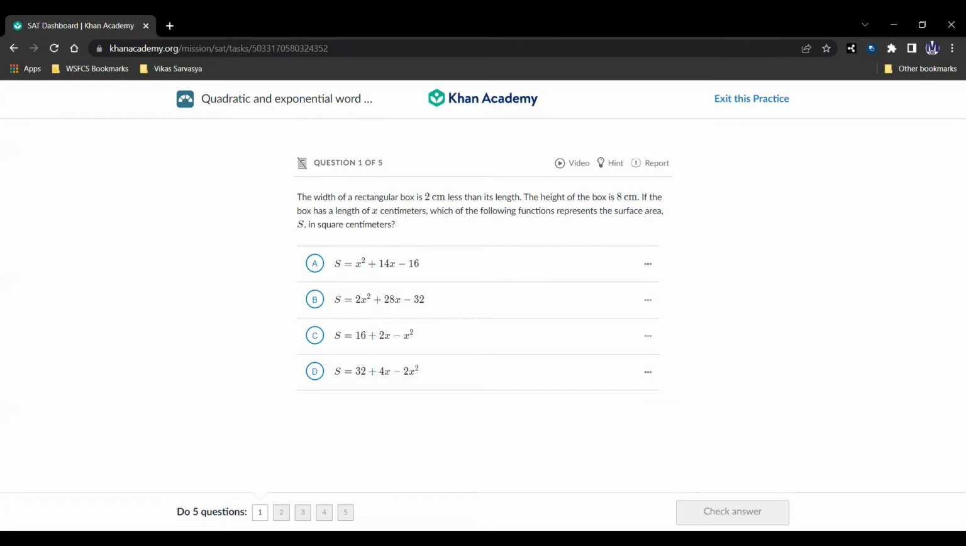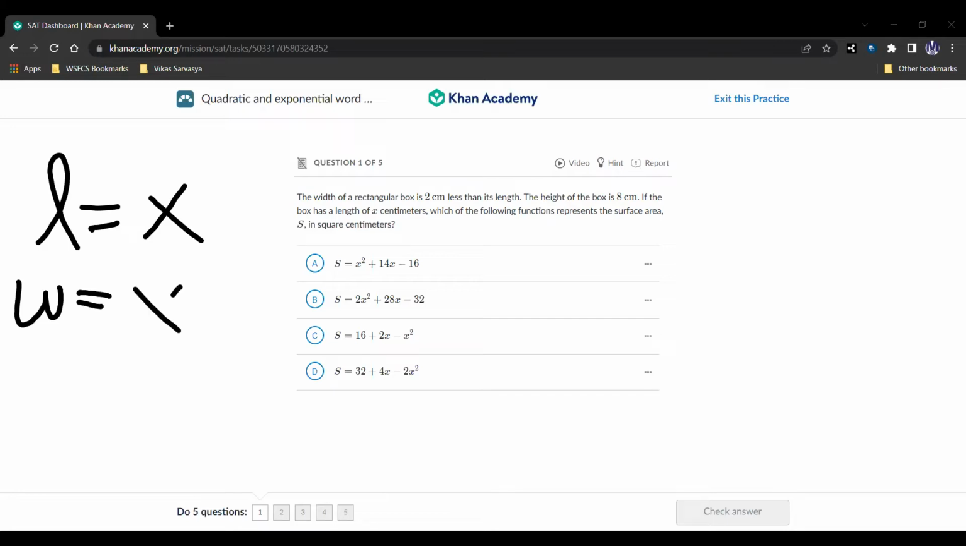The box has a length of x centimeters, right? So the length equals x centimeters. And we're told that the width is 2 centimeters less than the length. So the width is the length minus 2, so that's x minus 2. And the height is 8. Now we're trying to find the surface area S of the box.